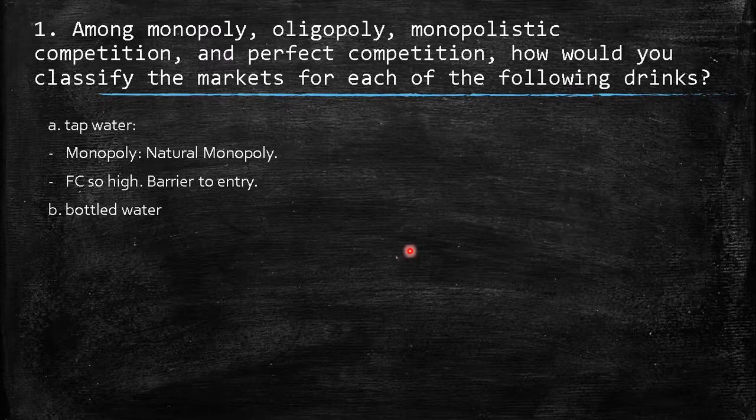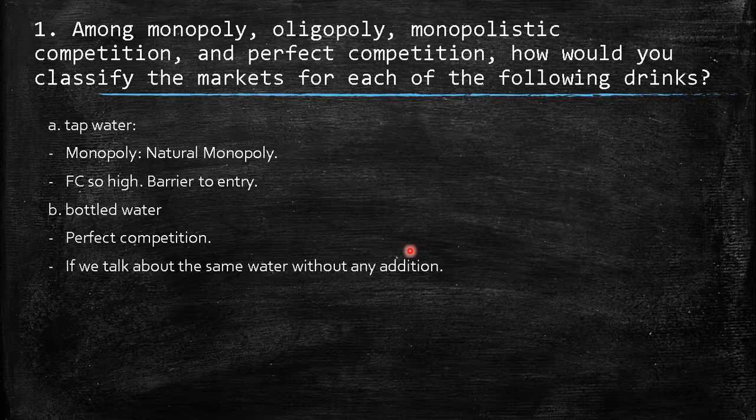Bottled water, well, it depends. I guess you can classify it depending on your arguments to support the idea. From my point of view, I would say that it's a perfect competition if we consider the meaning of perfect competition as the same good, the same price, the same cost characteristics for each company, a lot of providers and a lot of consumers.